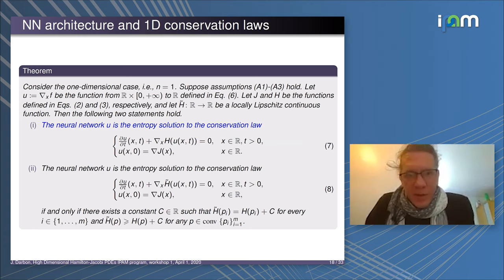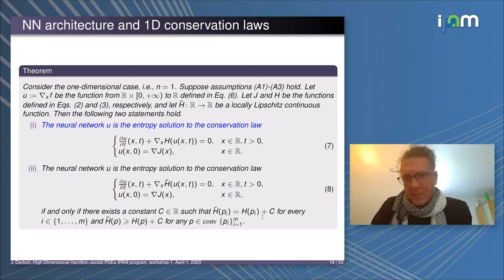Since, as I mentioned before, we do not have uniqueness of the Hamiltonian, the neural network also computes the entropy solution for another kind of conservation law where you replace H by H tilde, and now you take the gradient and then you arrive at that kind of condition. So it's any H tilde that takes the same value as H when you evaluate at PI, plus a constant.